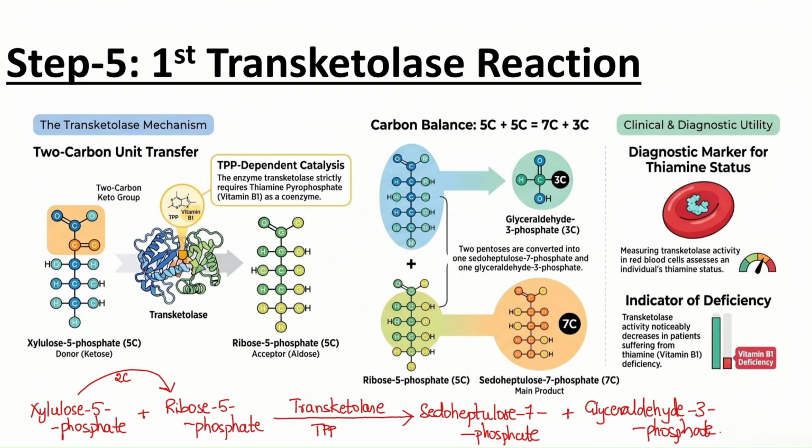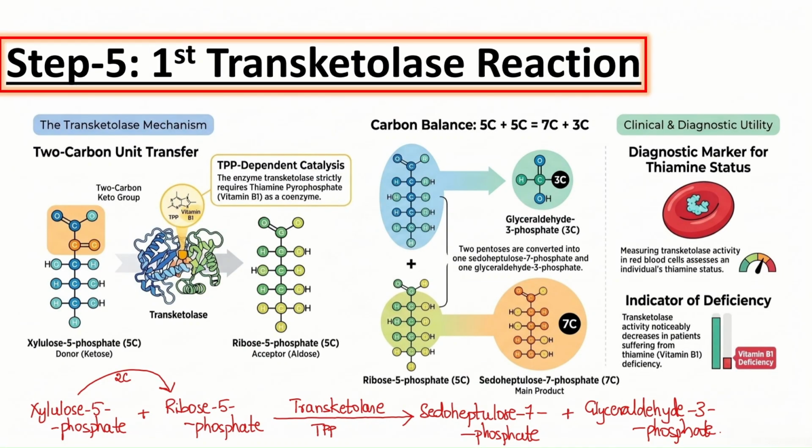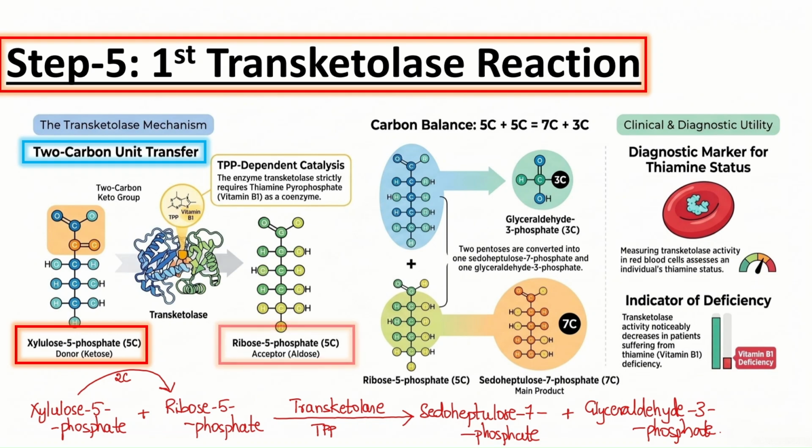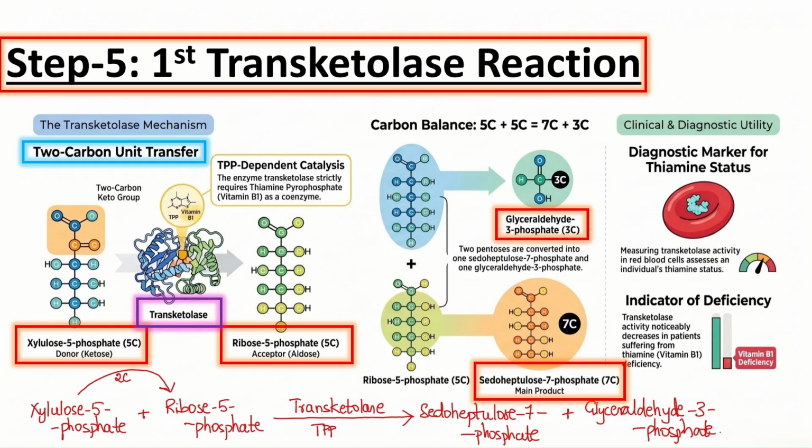The fifth step is the first transketolase reaction. This step involves the transfer of a 2-carbon unit from a donor molecule to an acceptor molecule. The donor molecule here is xylulose 5-phosphate, a ketose molecule, and the acceptor is ribose 5-phosphate, an aldose molecule. This results in the formation of pseudoheptulose 7-phosphate, a 7-carbon sugar, and glyceraldehyde 3-phosphate, a 3-carbon sugar. The reaction is catalyzed by the enzyme transketolase, and transketolase requires thiamine pyrophosphate as the coenzyme.